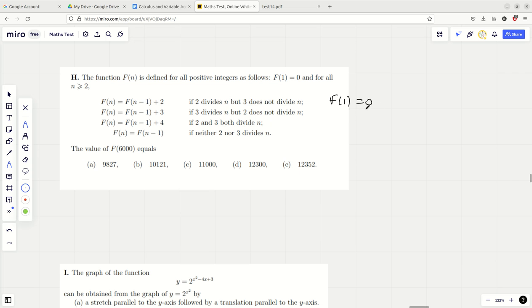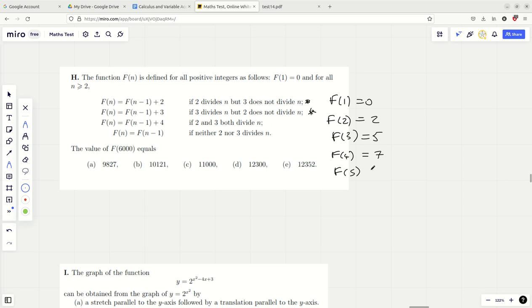But okay, so f of 1 is 0. For f of 2, we're just going to try and get the pattern here. 2 divides 2, but 3 does not divide 2. So we need to take our last value, which is 0, and add 2 to it. For f of 3, we're now on this case, so we take the last one, which is 2, and add 3 to it, so that's 5. For f of 4, we're back to the first case, and because it's divisible by 2, we only need to add 2 to it.